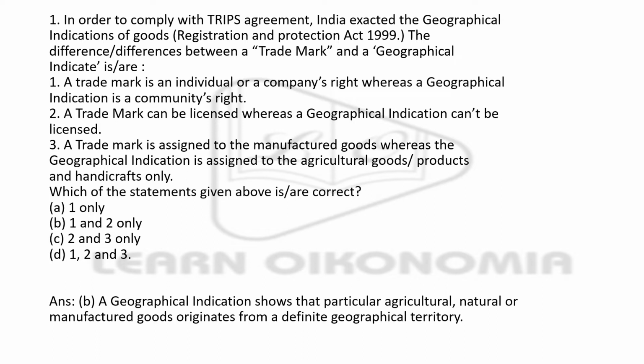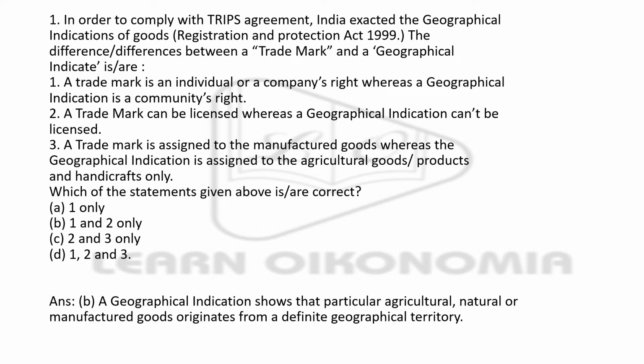These are the statements, and you have to see that. So the right answer is that only option B is right. That means that only statement 1 and statement 2 are right. Trademark is something which is related to a company's right, whereas the geographical indication is something which is related to a particular area, because it's a community right. Why is it a community right? Because it is related to a particular geography or particular area. And also a trademark can be licensed, whereas a geographical indication can't be licensed.